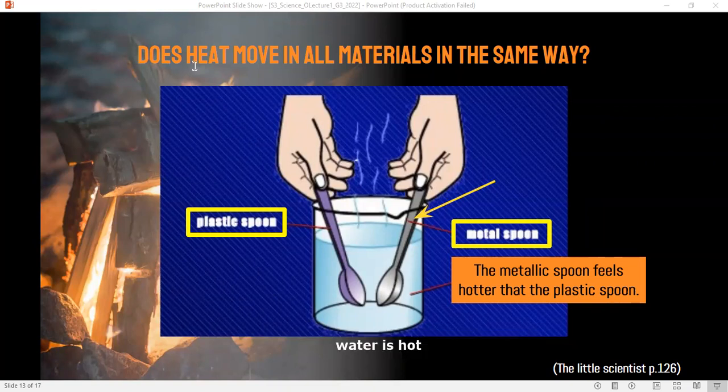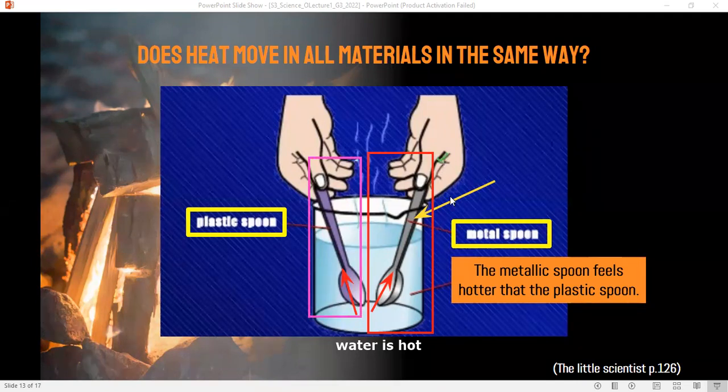Heat will move from the water to the spoons. From the water to the spoon, from the water to the spoon. After a while, you will see that this spoon is hotter than this one. This shows that this one, made of metal, lets heat move faster in it.